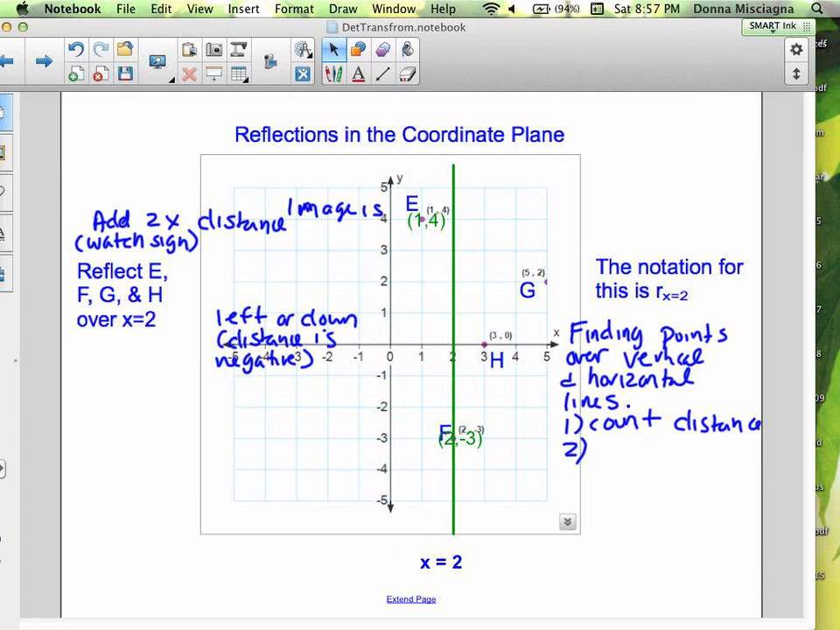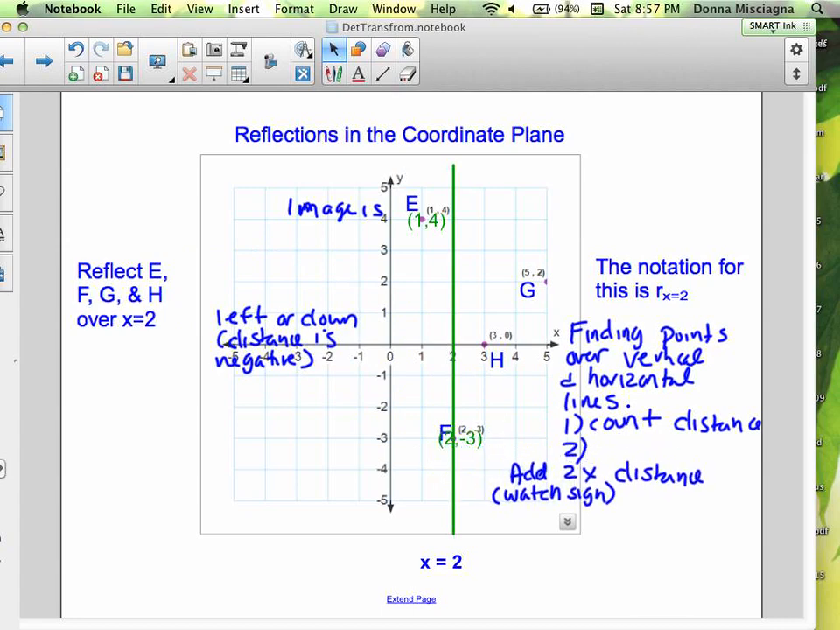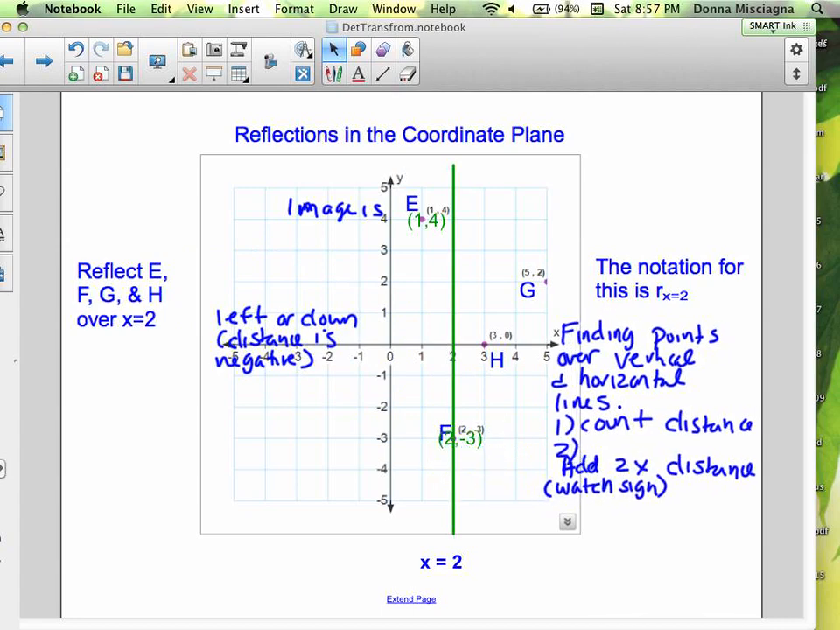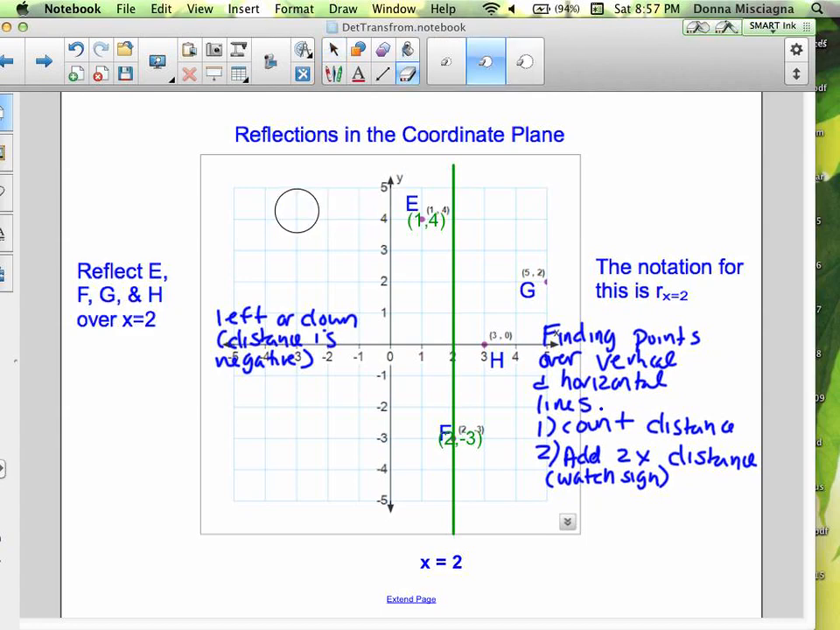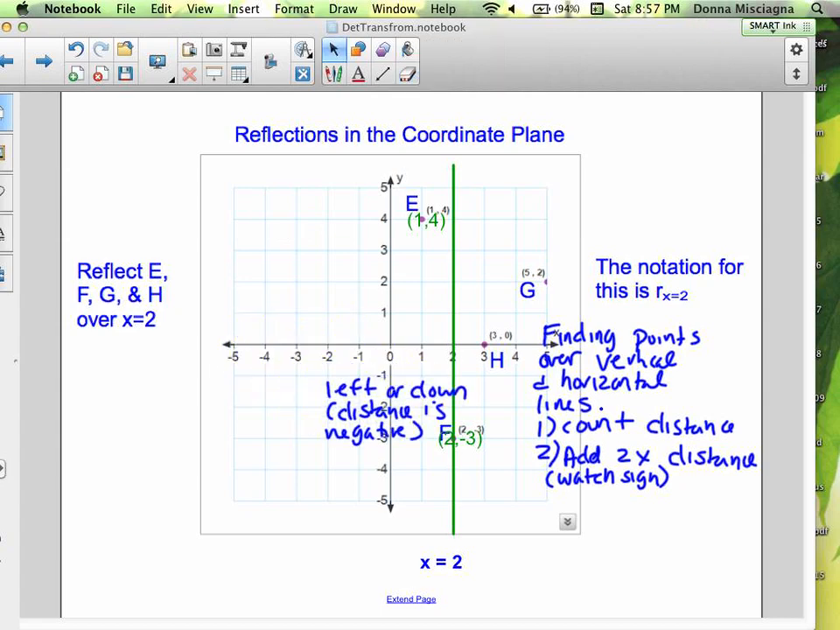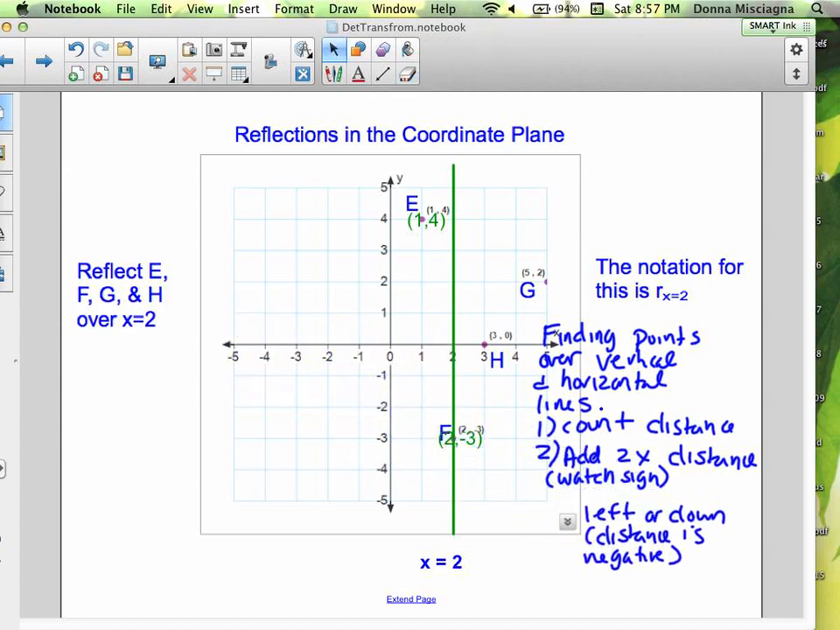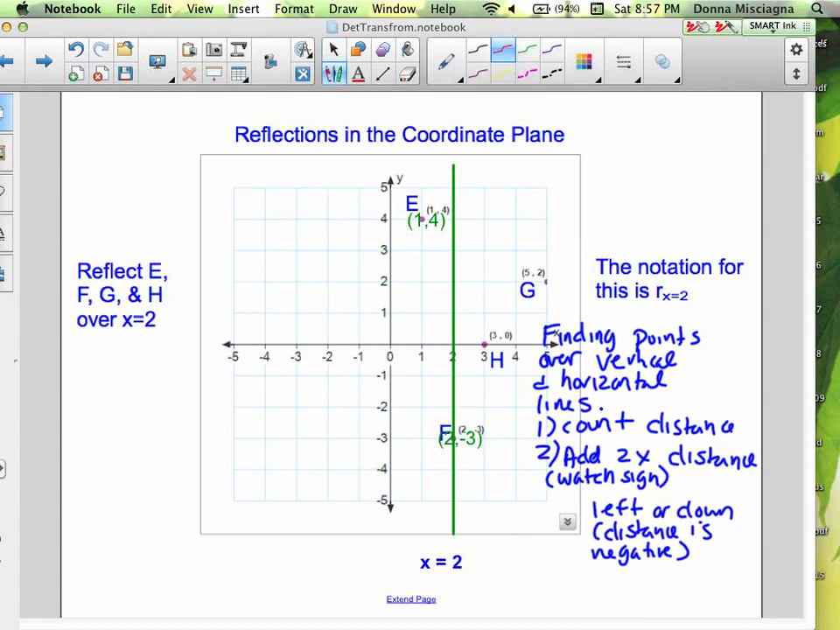Right, because we're reflecting over x equals 2. All right, so finding points over horizontal lines, you either count the distance or add 2 times the distance and watch the signs. And because left or down is negative. There we go. Now you can read that. All right, let's get to it.